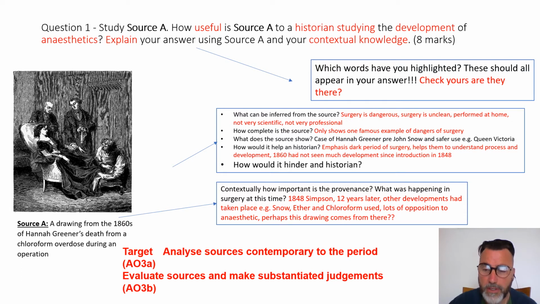How important is the provenance? Well, it's very important. Chloroform has been around for 12 years. They've already moved off ether, and then they've moved back onto ether because chloroform is dangerous. But it shows you, look, people were worried about the danger of anaesthetics, about what anaesthetic was doing and what might happen during those surgical operations. You've got to explain 3 points that make it useful. It's useful because of what it shows us about anaesthetics at the time. It's useful because of what it helps us to understand about anaesthetics at the time. It's useful because of who's making it, when they're making it, and why they're making it, what that message is they're trying to get across.